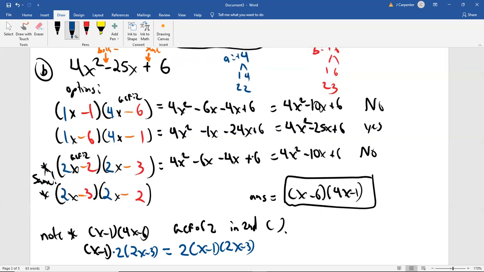And once again, if you took the 2 out of this one, even though you're taking it from the first, that's going to give you the x minus 1 that's here. You have the 2x minus 3 that's there. There's your 2 in the front. It ends up being the same. It's kind of fascinating.